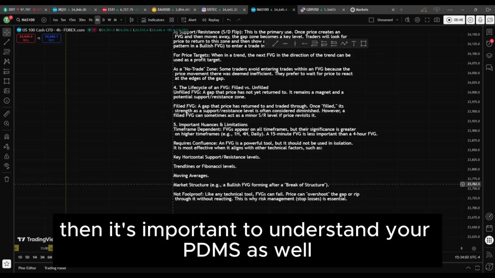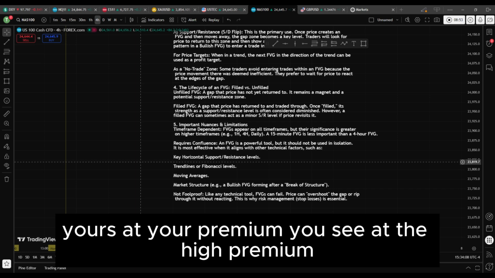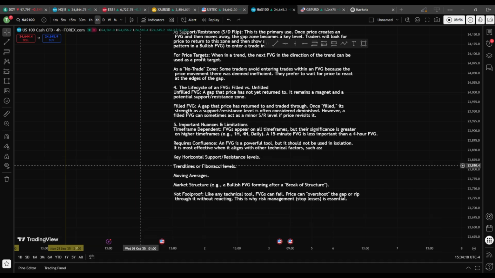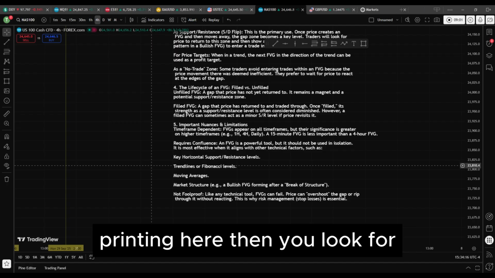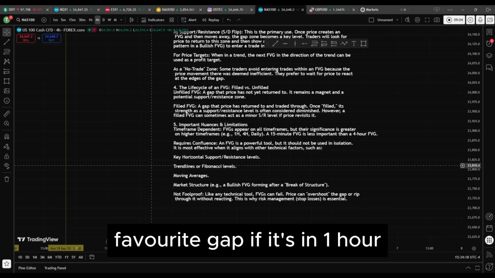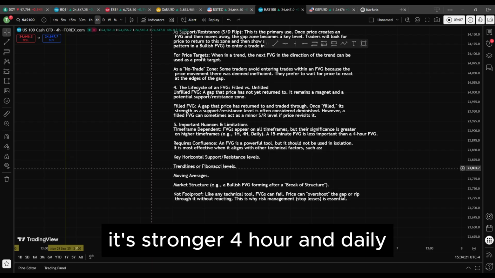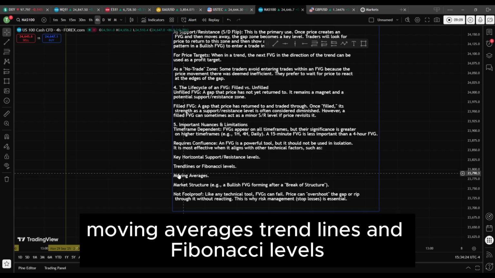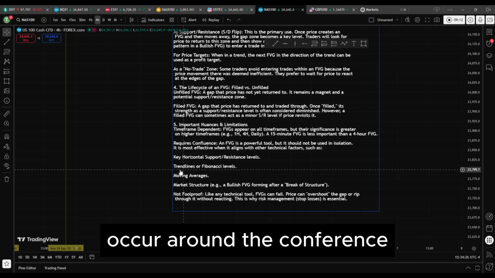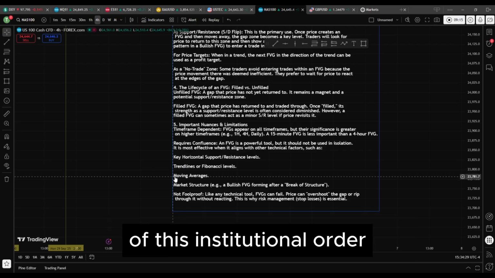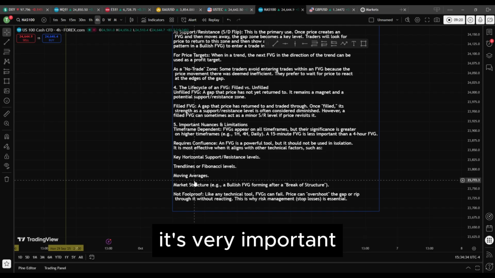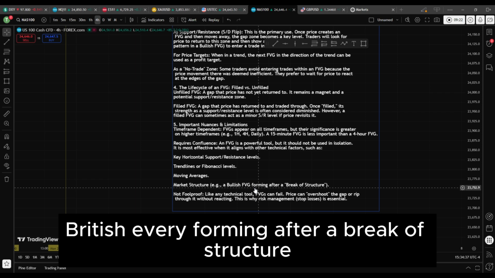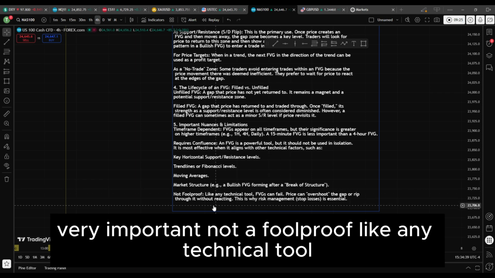Then it's important to understand your PD array. So at your premium, at the high premium, you see a bearish fair value gap appearing, pretty rare. Then you look for when price returns back to that premium fair value gap. If it's on 1 hour, it's stronger, 4 hour and daily it's stronger. The moment trend lines and Fibonacci levels reverse, the fair value gap occurs around there. Confluence of these institutional order reference points is very important. Market structure bullish, especially following a break of structure, very important.